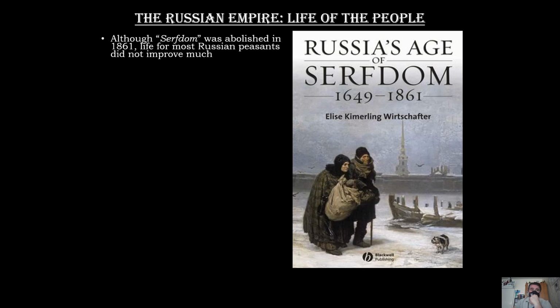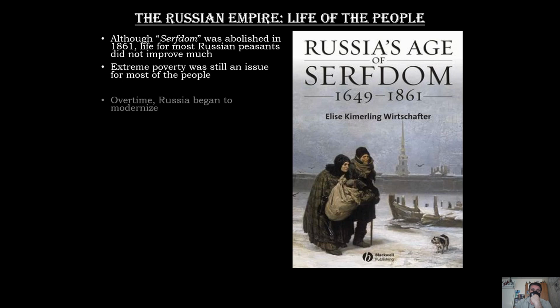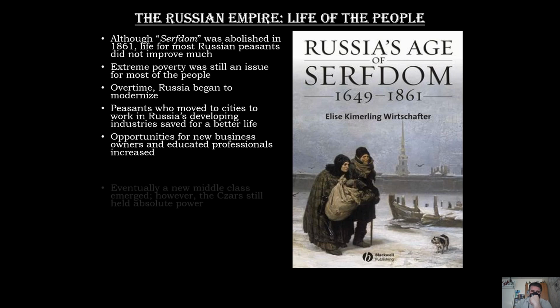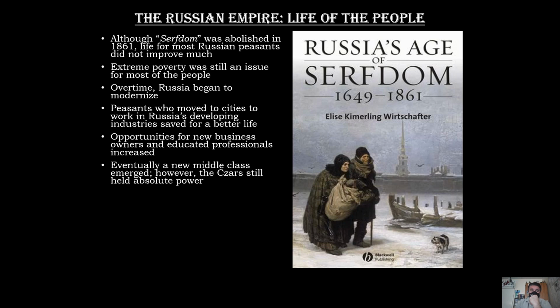Although serfdom was abolished in 1861, life for most Russian peasants didn't improve a whole lot. Extreme poverty was still an issue for most of the people, and over time, Russia did begin to modernize. Peasants who moved to the cities to work in Russia's developing industry saved for a better life. Opportunities for new business owners and educated professionals increased. Eventually, a new middle class emerged. However, the Tsar still held absolute power.